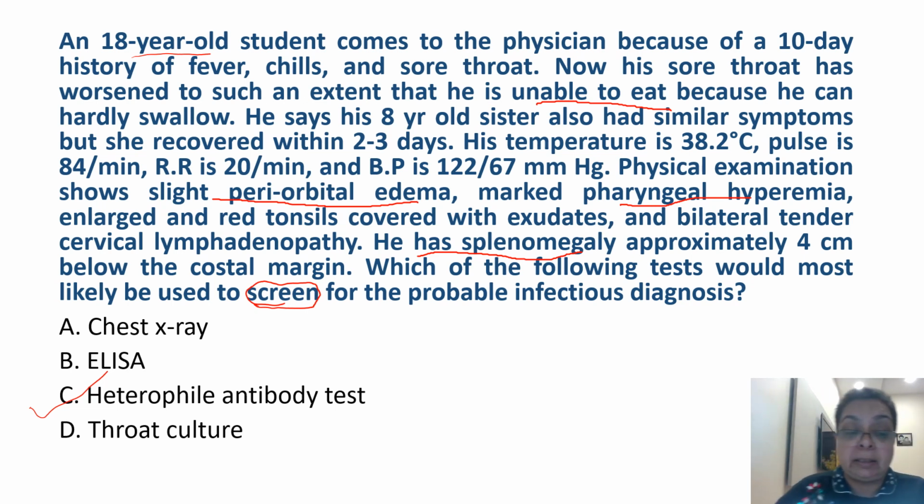Okay, so X-ray chest would have no role in diagnosis of infectious mononucleosis. ELISA would detect the specific antibodies against viral capsid antigens. Throat culture would be a confirmatory test. It will not be a screening test. So our answer here is heterophile antibody tests.